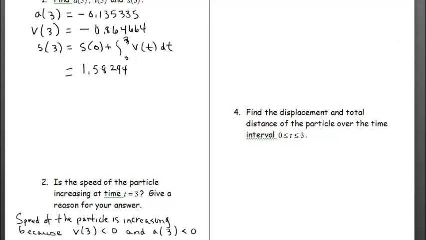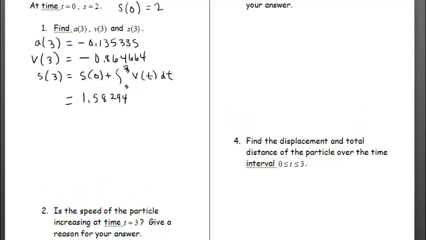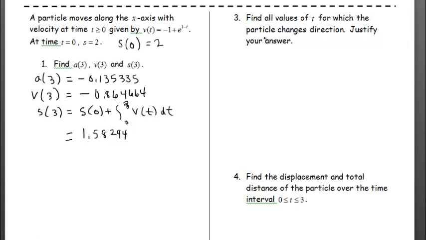All right, question 3. It wants us to find all the times for which the particle changes direction. Justify your answer. Right, well, you've got the velocity equation stored in. You might want to do a zoom 6, a standard window. But remember, we're talking about time, and it does say time greater than or equal to 0, so you might as well just set a window with x min 0.